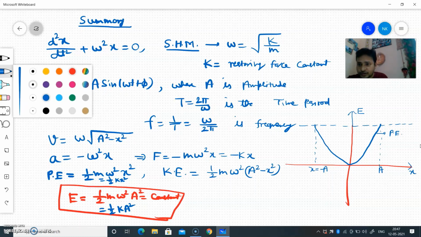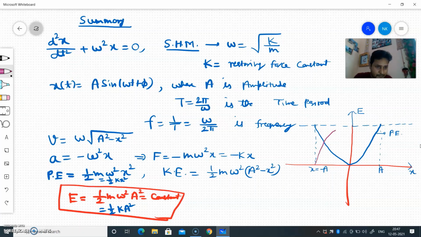Then let's say I want to use some other pen. Okay, so the inverted parabola will be like that. This is actually the kinetic energy. This is kinetic energy, which is half m omega square, A square minus x square. Okay, this can also be written as half k, A square minus x square. This can also be written as that.